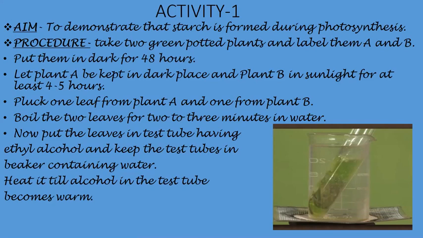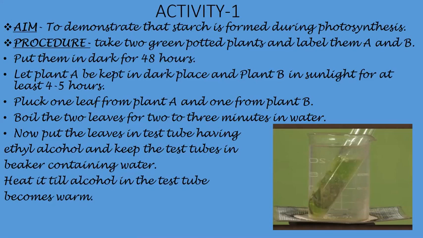Pluck 1 leaf from plant A and 1 from plant B. Boil the 2 leaves for 2 to 3 minutes in water. Boiling of the leaf in water will kill the leaf, disrupt the cell membrane, and soften the cell wall, allowing iodine to enter the cell.